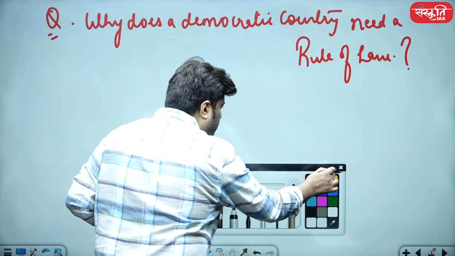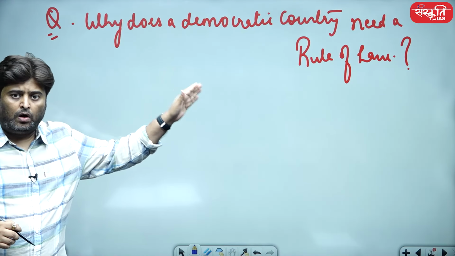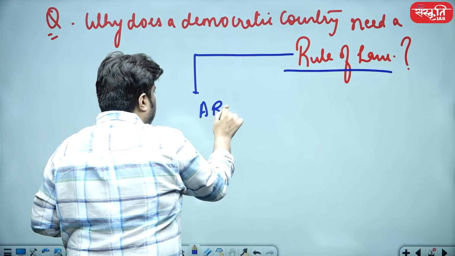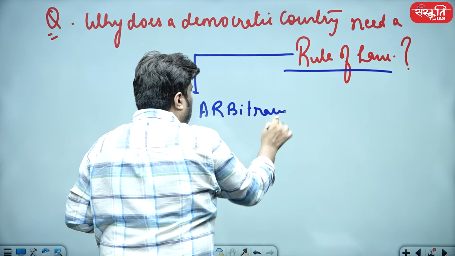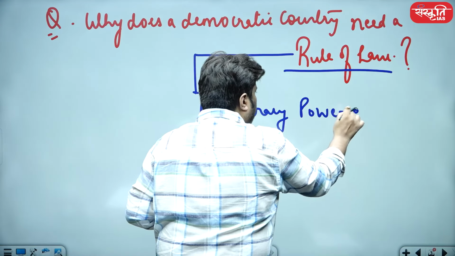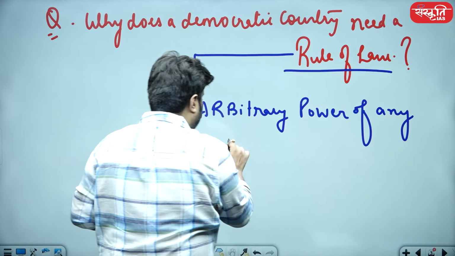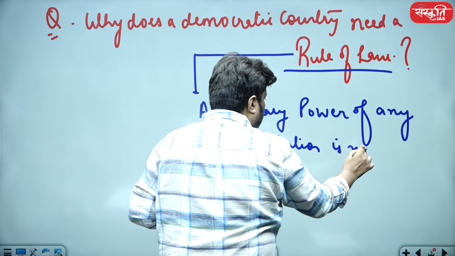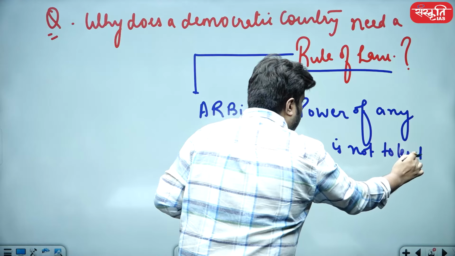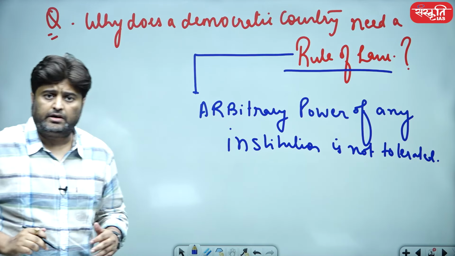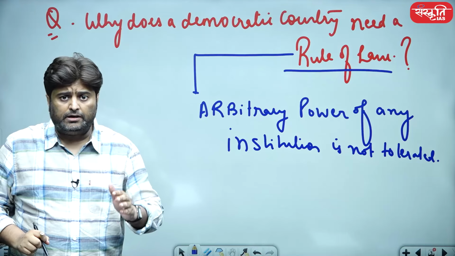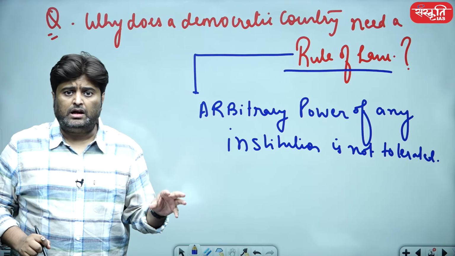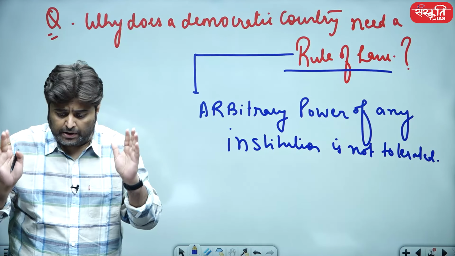The answer to this particular question is, we need to have a rule of law to make sure arbitrary power of any institution is not tolerated. Whether it is the judiciary, the executive, or the legislature, if a country abides by the principle of rule of law, then they should always have their limit. They should work within the limit. There should not be uncontrolled power. There should not be any arbitrary power.